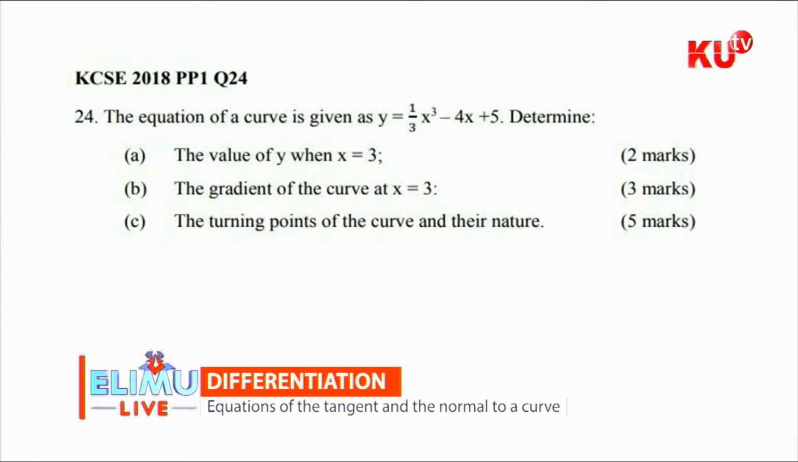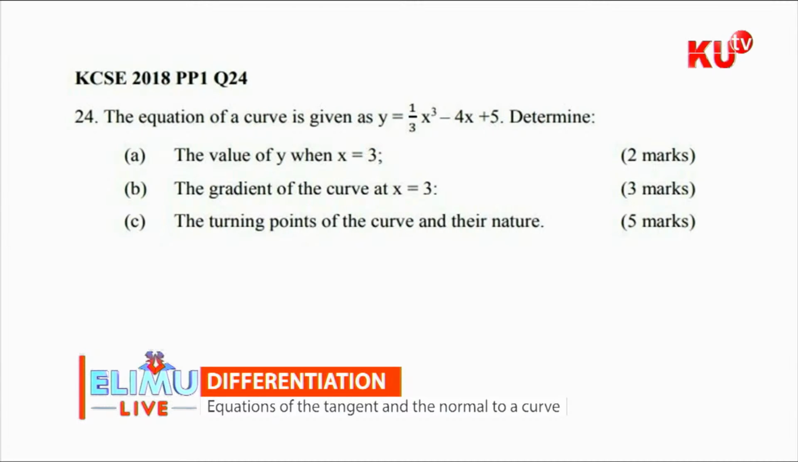That is KCSE 2018, paper 1. The candidates were asked: the equation of the curve is given as y is equals to a third x cubed minus 4x plus 5. And they were asked to determine the value of y at the point x is equals to 3.